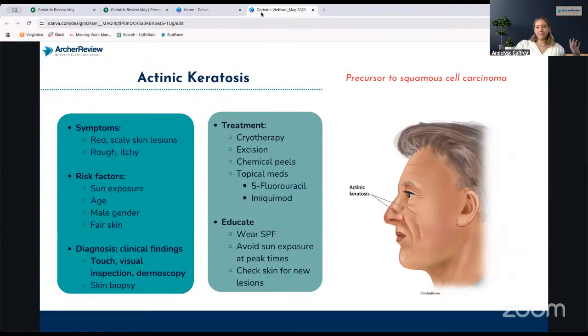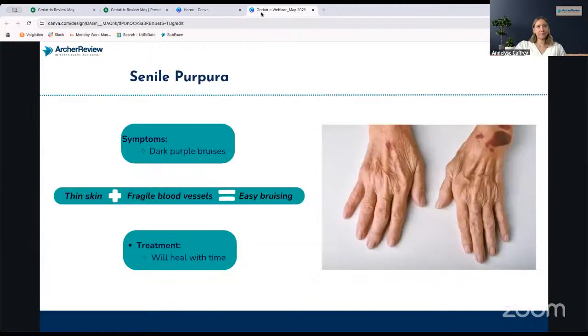So then you have senile purpura. These are these dark purple bruises. They look worse than they are because they're totally benign. They're really dramatic, big purple bruises. That's just because they have less collagen and less cellulose in their skin. So their skin's really thin. They bruise easily. So they're just bruises. It's not abuse usually, but it is definitely something to watch for, especially if you see a lot of them that are not healing. It's just aging vasculature and it heals with time.